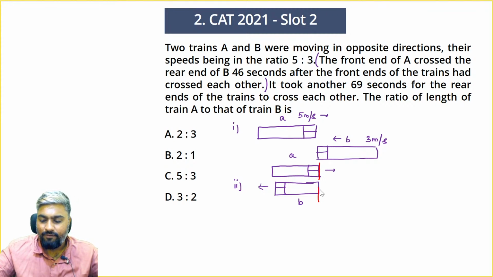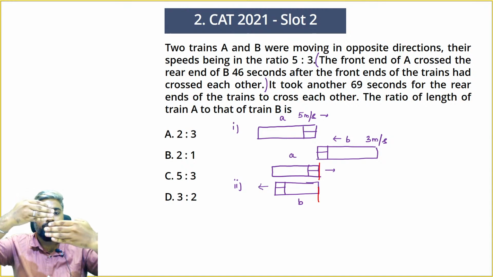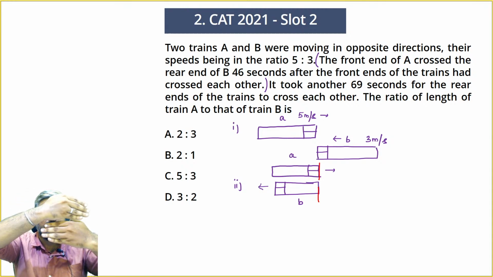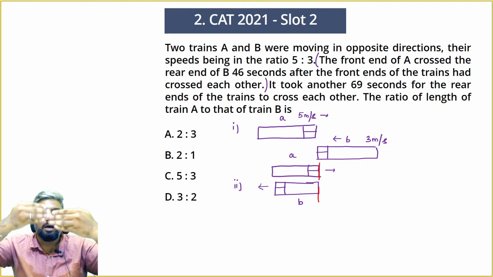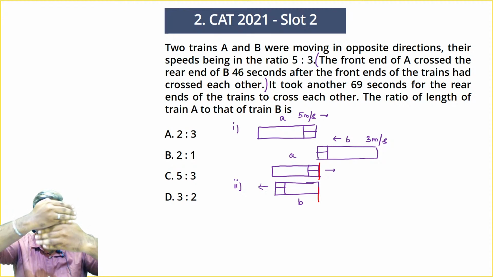If the 2D diagram doesn't help you, look at it in this way. Let's say these are the two trains. This is A, this is B, so front end of A should come to rear end of B. Are you able to see this? This is how they are aligned. Front end of A should cross rear end of B.